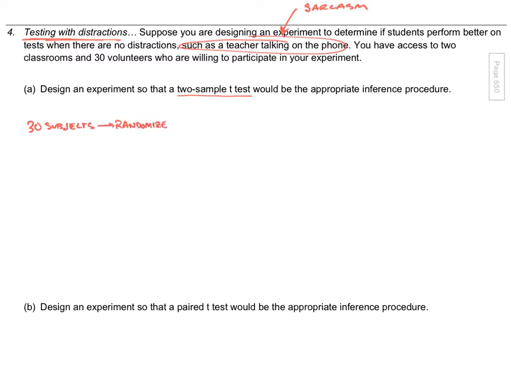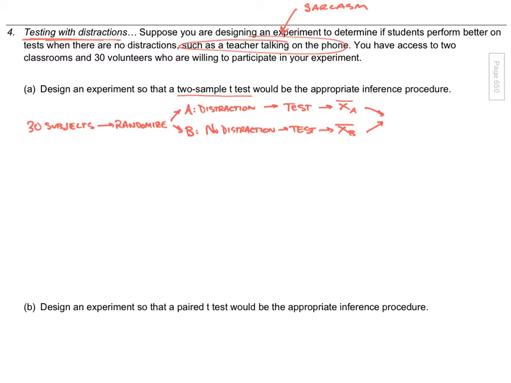We're going to randomize them somehow, and we're going to take half of them up here to treatment A with a distraction. The other half get treatment B, which is no distraction. Then we're going to give them some kind of a test. And we're going to score it, and we'll call this X bar sub A, the mean score for the group that got treatment A, and X bar sub B for the mean score for the group that got treatment B. And then we're going to come down here and do some comparison.